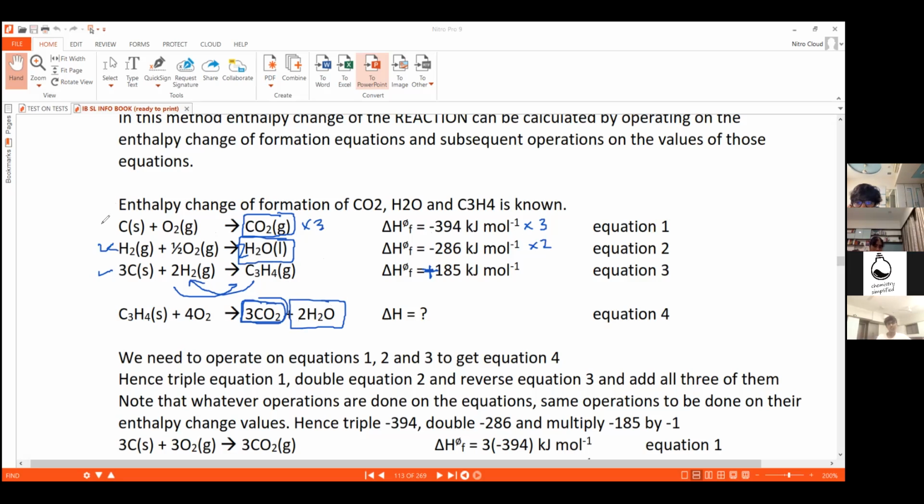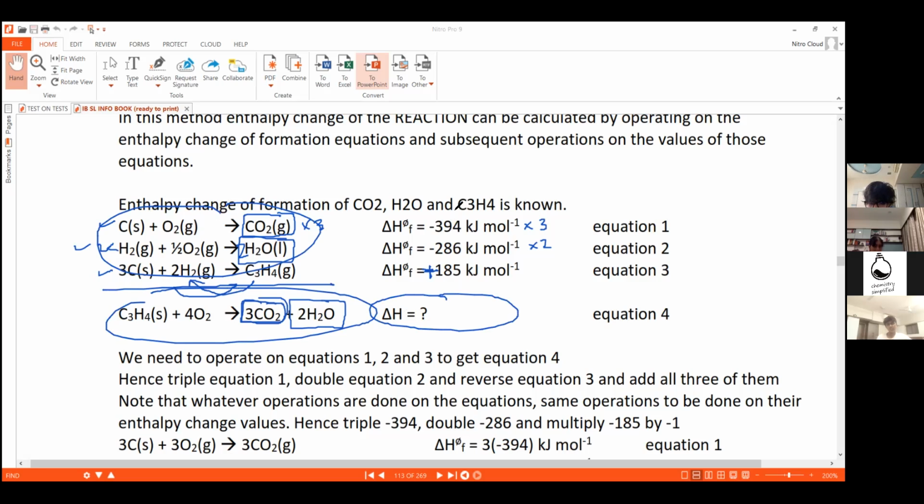So I took a manipulation decision for every reaction. Now all I need to do is add the reactions. When I add these reactions, it will add up to this. So what about enthalpy change? Of course, the enthalpy changes of the added reactions should also be added to get the enthalpy change of this reaction. So I will add all these: minus 394 into 3, plus minus 286 into 2, and plus 185. This is how you will do the manipulation part.